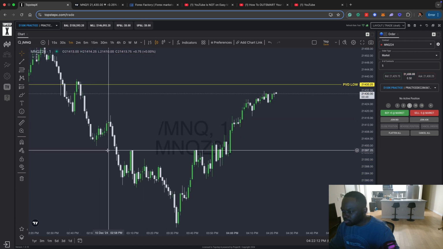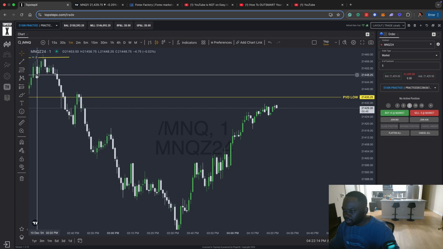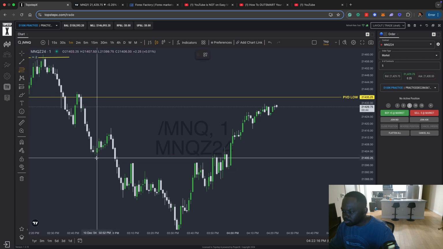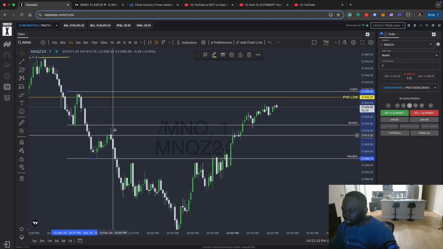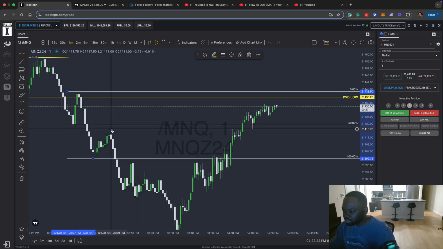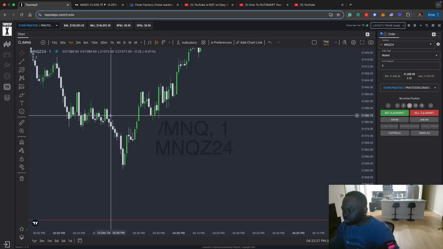Show it to you again. Let's see. What about this move right here? And I wanted to catch this. Let's see what we got. It's not always perfect, but it's damn close enough. Low, high. 50% right here. You see this rejection, you get in this trade right here. What about this one?